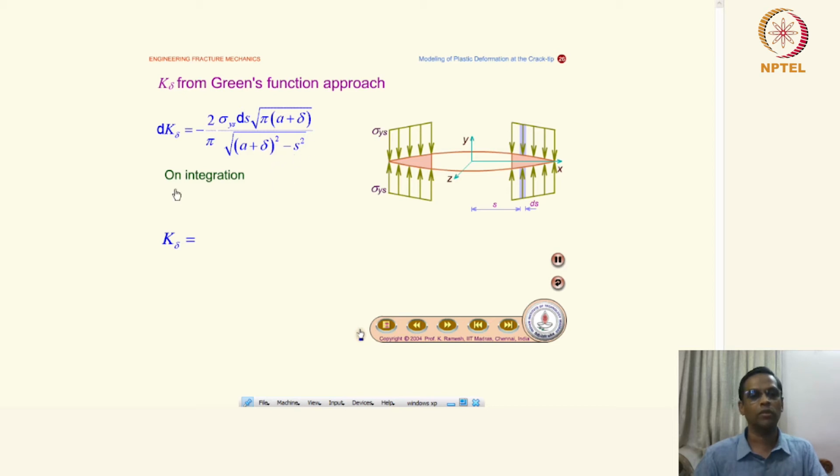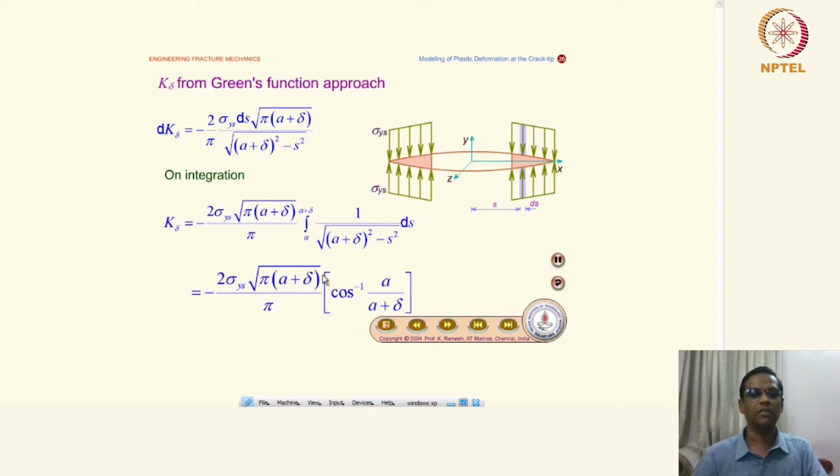Now if you integrate this, we have already done this kind of integration in the previous sections. If you look at the table of integrals, you will find the answer for this. So we are not getting into the details.